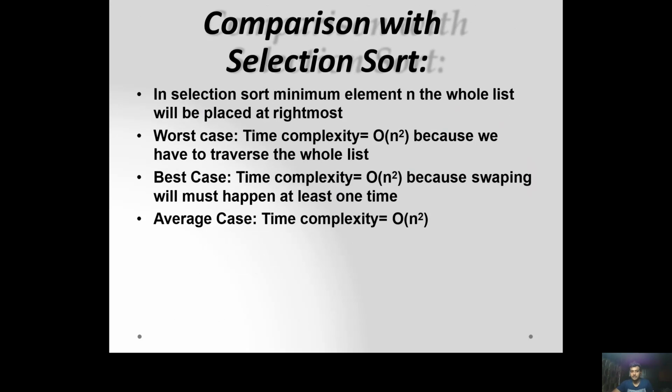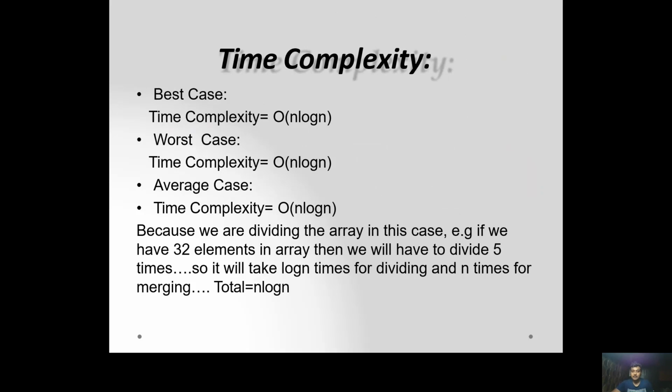And let's move on to selection sort. In selection sort, the minimum element in the whole list will be placed at the leftmost. The worst case time complexity is O(n squared), because we have to traverse the whole list. Even the best case time complexity is O(n squared), because swapping will happen at least one time. The average case time complexity is O(n squared).